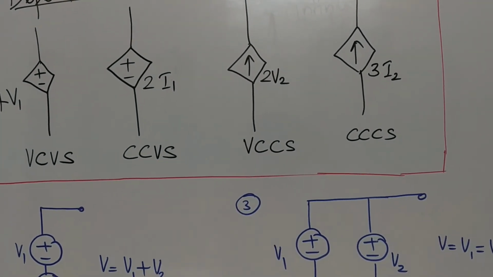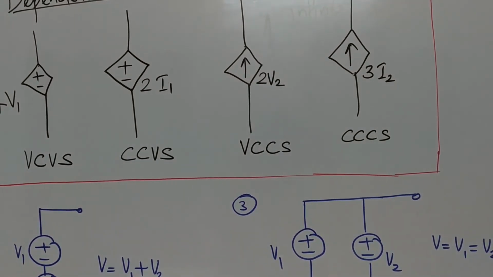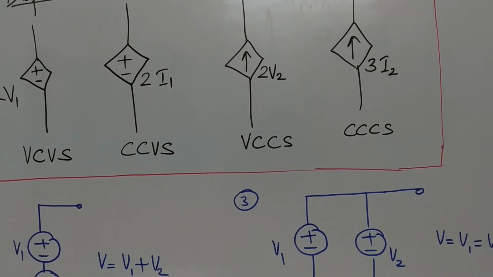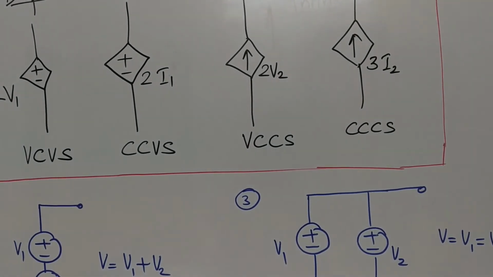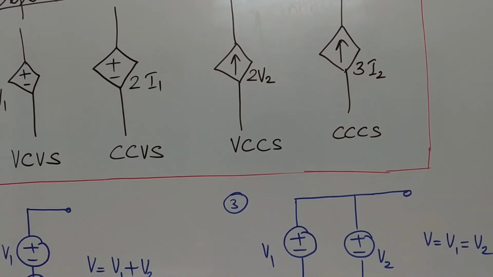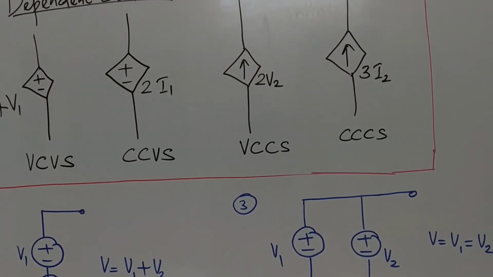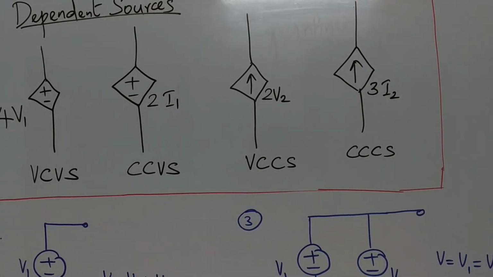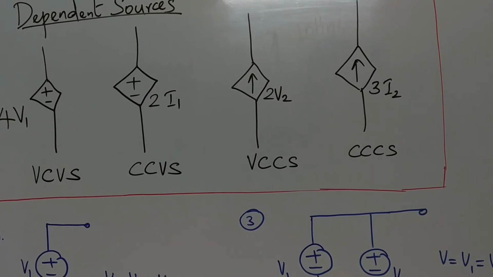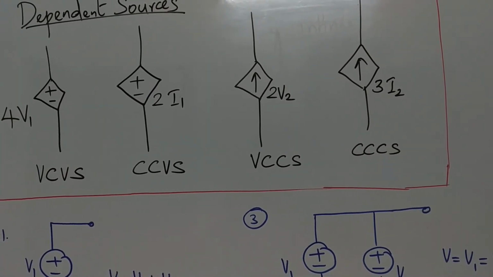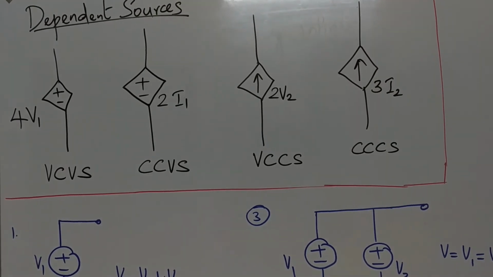So it's a voltage controlled current source. And the last one is 3 into I2, where the current provided by the source depends upon current flowing through one particular branch in the network. So it's called a current controlled current source. So there are 4 types of dependent sources: voltage controlled voltage source, current controlled voltage source, voltage controlled current source, and current controlled current source.